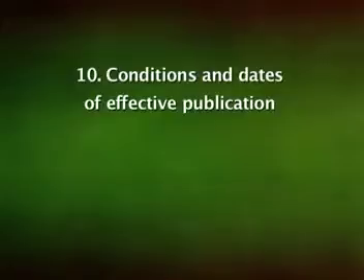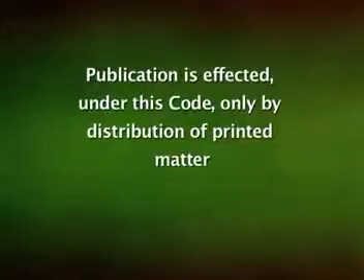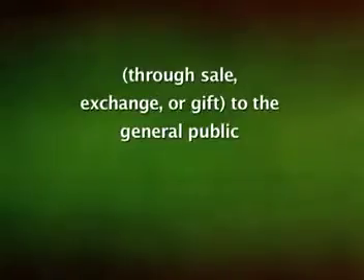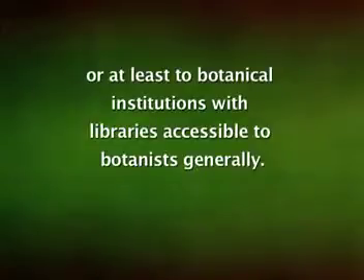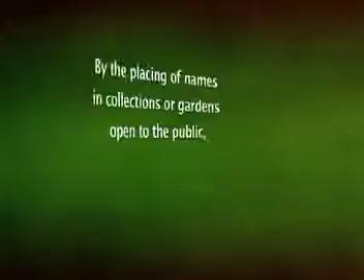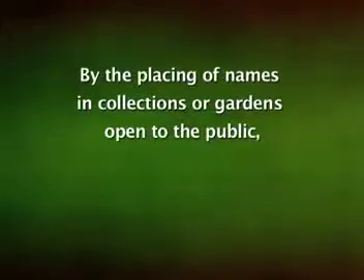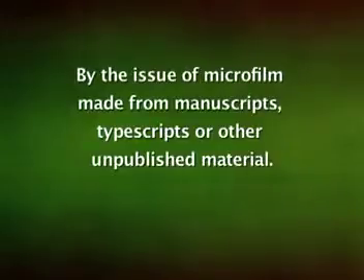Rule 10. Conditions and dates of effective publication. According to Article 29, publication is effected under this Code only by distribution of printed matter through sale, exchange or gift to the general public, or at least to botanical institutions with libraries accessible to botanists generally. It is not effected by communication of new names at a public meeting, by the placing of names in collections or gardens open to the public, by the issue of microfilm made from manuscripts, typescripts or other unpublished material, or solely by distribution electronically or through any electronic media.